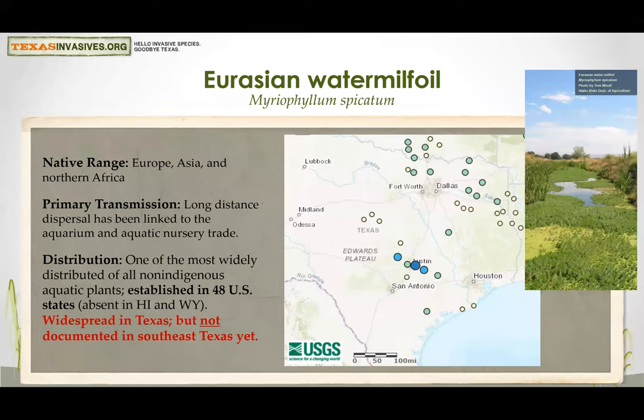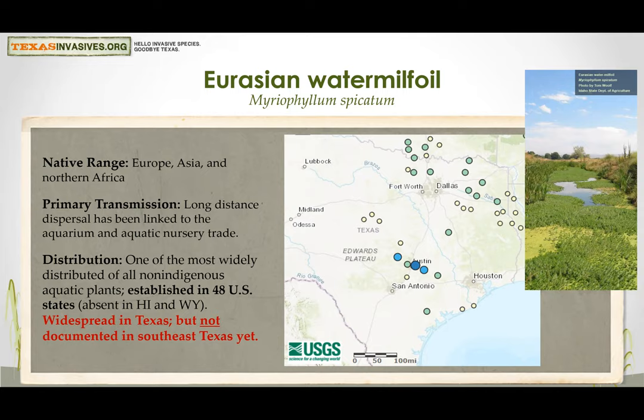The next one is, so now we're entering into ones that are not widespread in our area. So we definitely want to have you help us keep an eye out for them, try to report them, please, which we'll talk more about later in this presentation. So the next one is the Eurasian water milfoil. And as the name suggests, it's native to Europe and Asia, and its long distance dispersal has been linked to the aquarium and aquatic nursery trade.